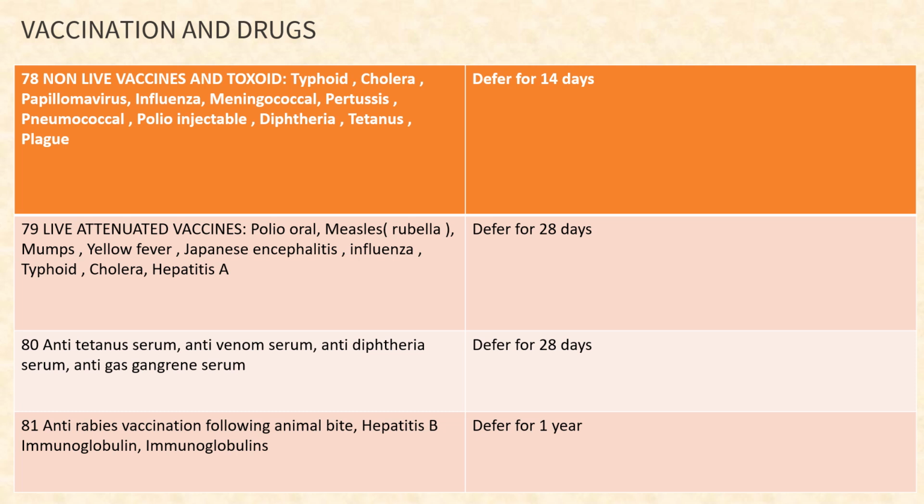For vaccination and drugs: non-live vaccines and toxoids like typhoid, cholera, pneumococcal vaccines, injectable polio vaccines, tetanus and diphtheria, defer for 14 days. For live attenuated vaccines like polio, measles, mumps, yellow fever and hepatitis A, defer for 28 days. Anti-tetanus serum, anti-venom serum, anti-diphtheria and anti-gas gangrene serum, 28 days is the defer period. Anti-rabies vaccination following an animal bite, or hepatitis B immunoglobulin, the defer period is 1 year.